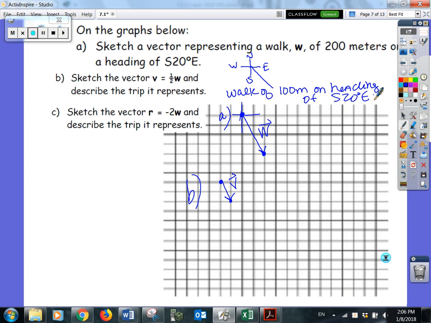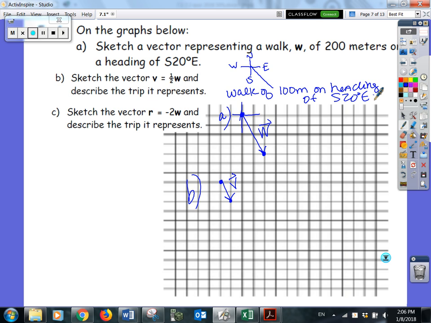So headings start with south or north, the degree, and then east or west. We could change that to bearing if we want. Remember, bearing starts north and goes clockwise. You're going to have to remember that for your homework today. Bearing starts north and goes clockwise. So you can be given a heading or a bearing. The only other way it could be written is it could have said 200 meters to the southeast. If it said southeast, then it's just straight out the middle.